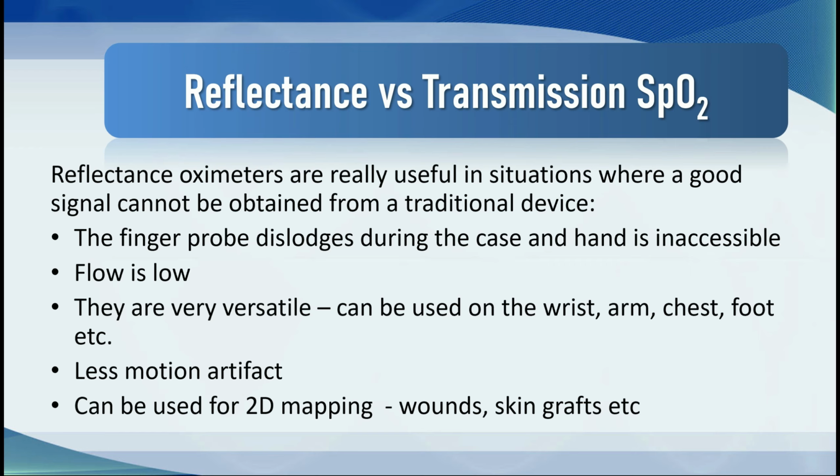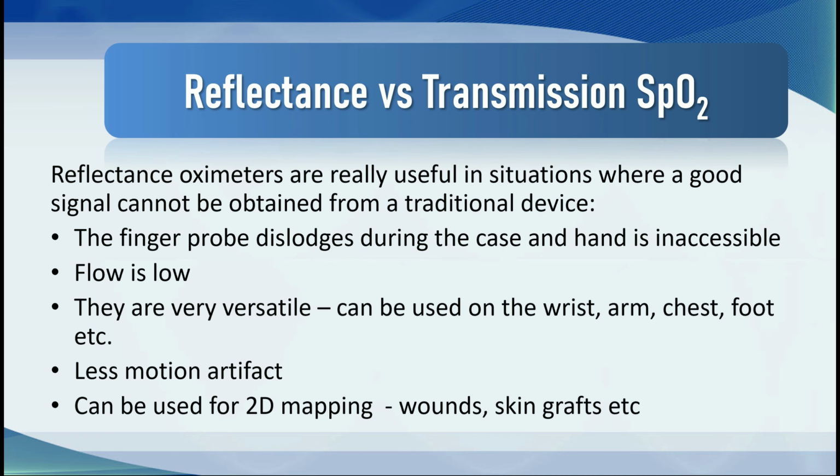The finger probe dislodges during a case and the hand is inaccessible and you're not getting a signal from the earlobe, or flow is low. They're also really versatile. They can be put on the wrist, the arm, the chest, the foot, etc. There's less motion artifact with these devices, and they can be used for 2D mapping, for example, of wounds, in particular skin grafts, where you want to look at the flow of blood into that graft site. So think about these devices for your clinical practice.